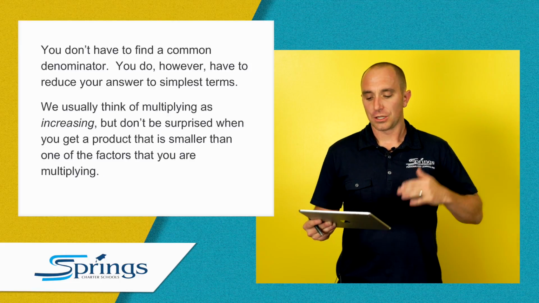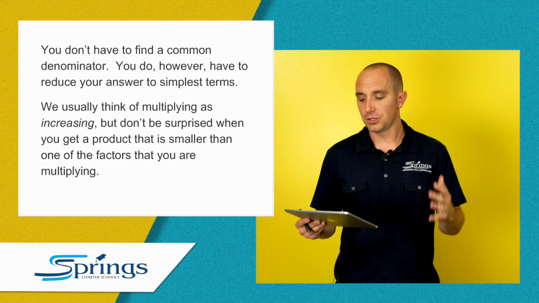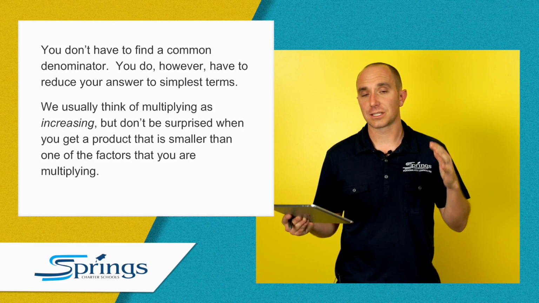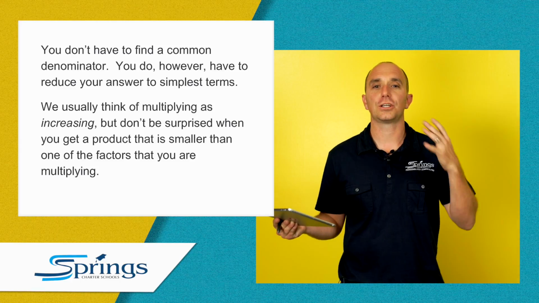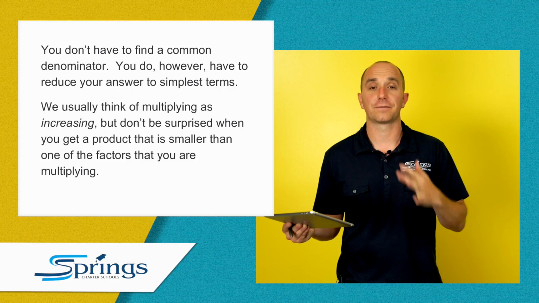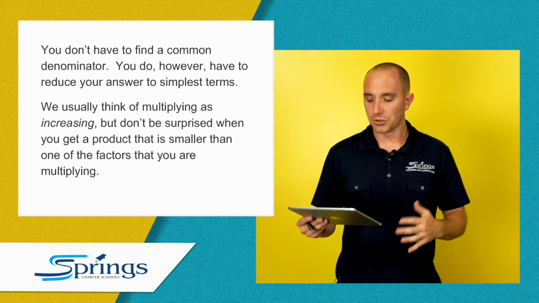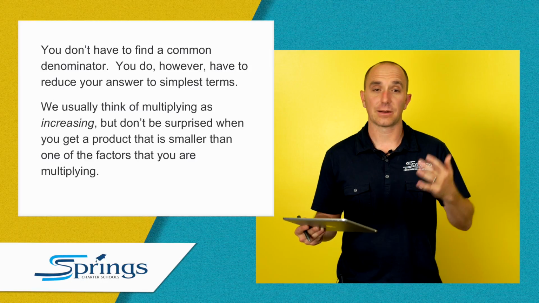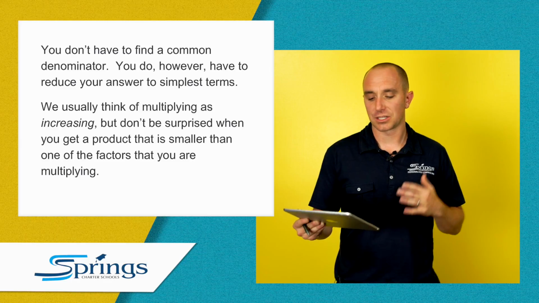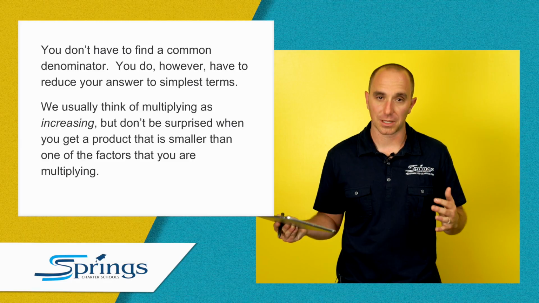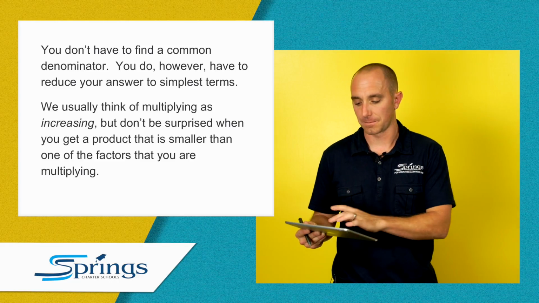Now, you don't have to find common denominators. Woohoo, I know, that's such a relief. You do, however, have to reduce your answers to simplest form. But you had to do that anyways with adding and subtracting. So that's a huge step off when you're multiplying fractions, that you don't have to worry about finding common denominators. We usually think of multiplying as increasing, and we talked about this in previous videos. But don't be surprised when you get a product that is smaller than one of the factors that you're multiplying, because you're shrinking something when you're talking about a fraction of something.